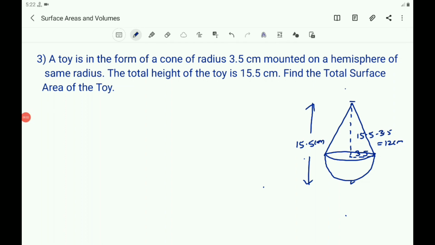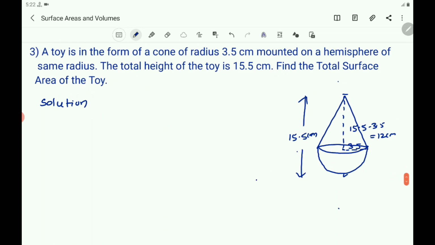Then the total surface area of the toy is the sum of the curved surface area of the cone and the curved surface area of the hemisphere. You can find them separately and then add, or otherwise get the total surface area by taking the combined formula. So let us solve by two methods. First one, you take the solution here for the conical portion.